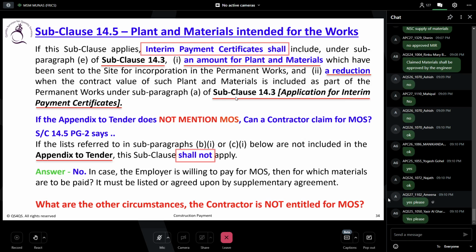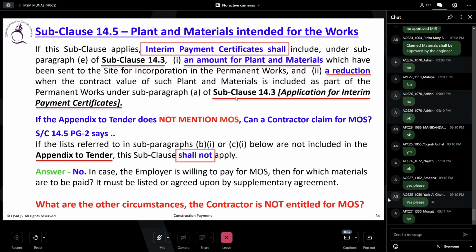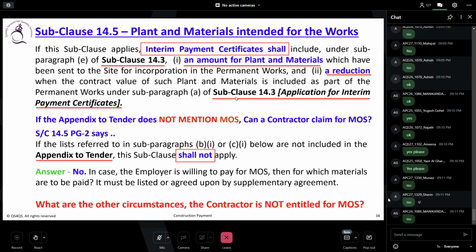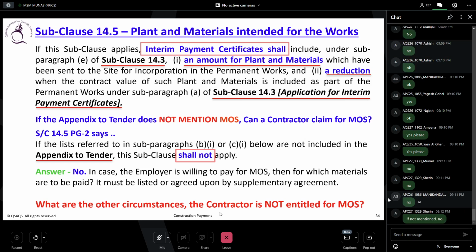So if you change this measure and value contract for a lump sum contract, what do you think, according to the 14.4, this is already lump sum. So 14.5 will be applied. What do you think? That is the question. You heard it. Anyhow, if both parties agree, that's a different issue. Otherwise, no. Okay, so mutual agreement will overturn the previous agreement. So therefore, what are the other circumstances the contractor is not entitled for MOS?